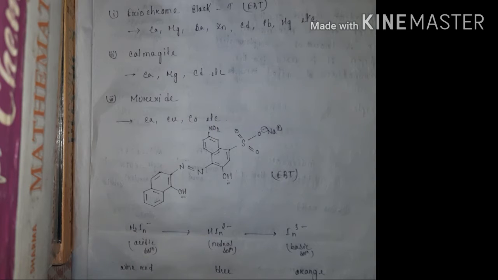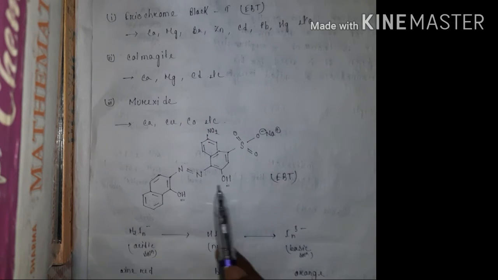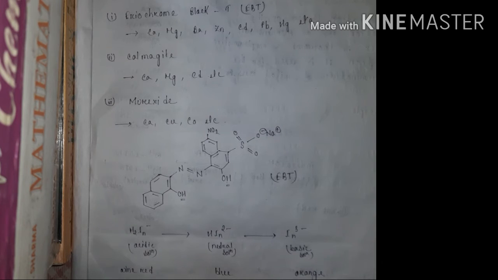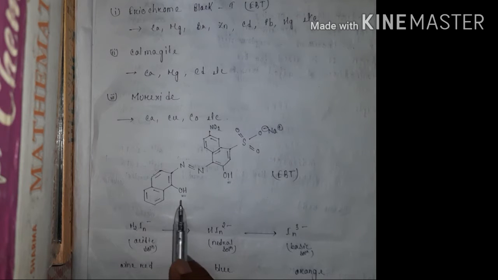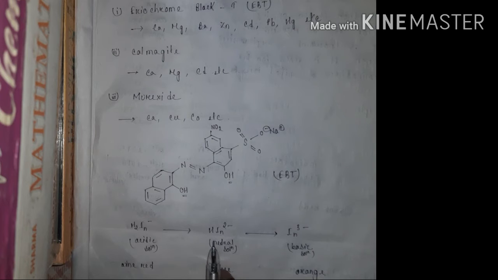Now let's see the structure of Eriochrome Black T. You can see this in the figure. It is in the form of H2In negative. These two hydrogens come from these two OH groups. It is in the acidic solution. In the neutral solution, it is in the form of HIn 2 negative, and In 3 negative in the basic solution. It is initially wine red in color, then it will convert into blue, and finally it goes to orange. And that's how the Eriochrome Black T indicator works.